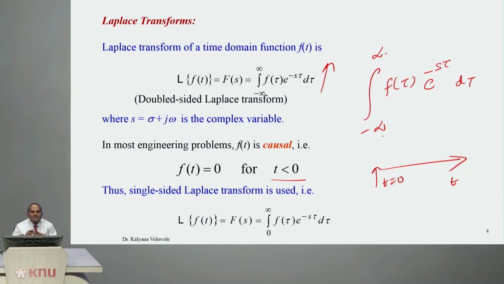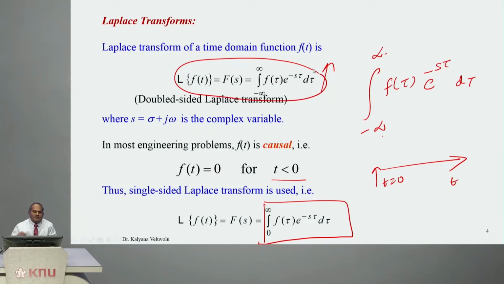This is what we call the single-sided Laplace transform. In the single-sided Laplace transform, we only focus from 0 to infinity of f of tau e power minus s tau. This is the practical Laplace transform, and the two-sided one is the theoretical Laplace transform.